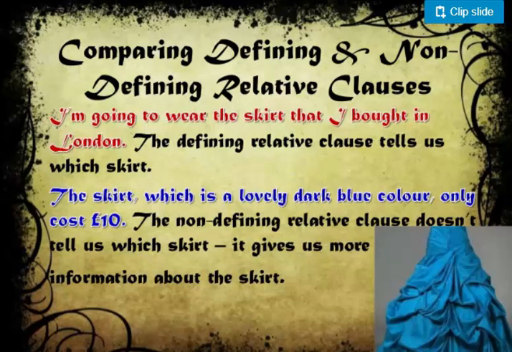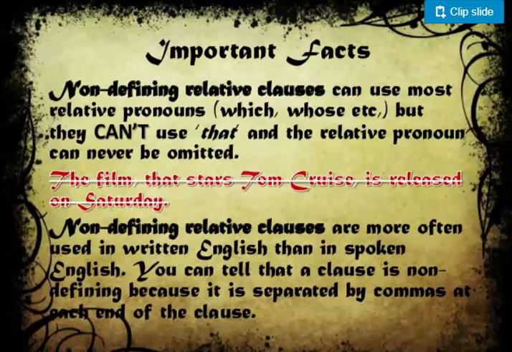It does not tell us which skirt. It gives us information about the skirt. So it only gives extra information, not specific or important information. So this is a comparison between them. Important facts: yes, the non-defining relative clause can use most relative pronouns, like which and whose, but it can't use that, and the relative pronoun can never be omitted.